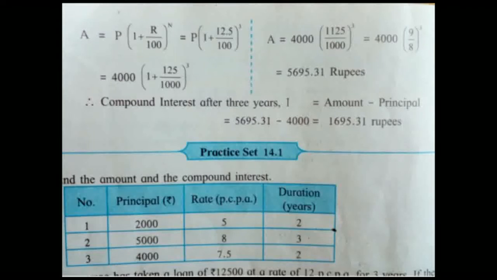Because in the number 12.5 you have one decimal place, one digit after the decimal point. If you have one digit after the decimal point, you have to multiply the numerator and denominator by 10. If you multiply 12.5 by 10, the decimal point shifts after one digit and it becomes 125. If you multiply 100 by 10, it becomes 1000. So this is the reason.